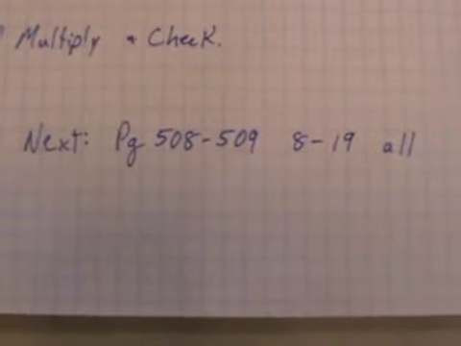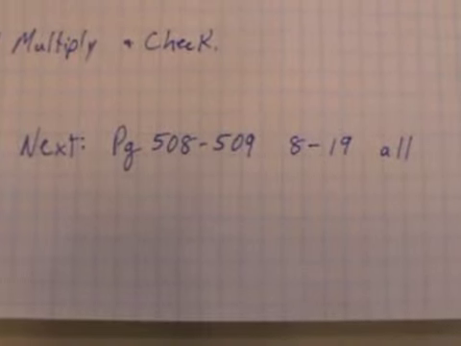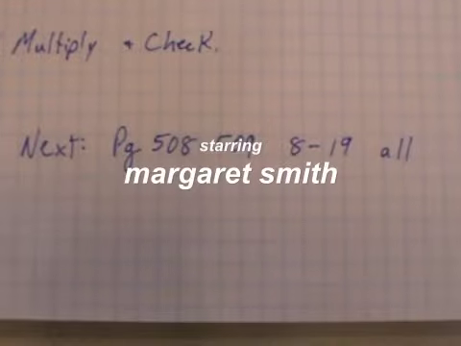Next thing I'd like you to do is start to get some practice. So that's going to be page 508 to 509. Do 8 through 19. I'm going to say all of them. I know, that's mean. Sorry.